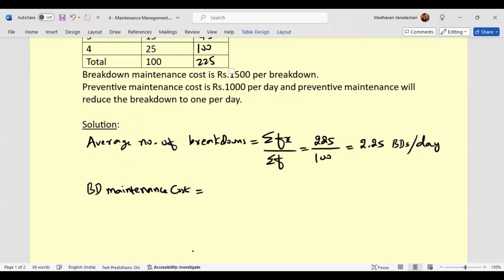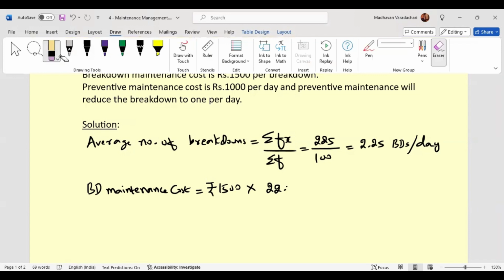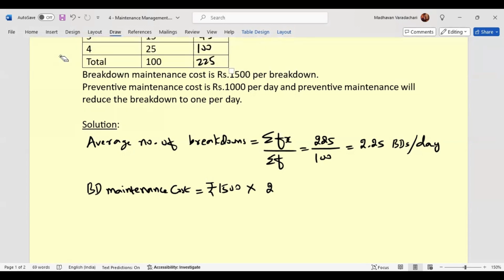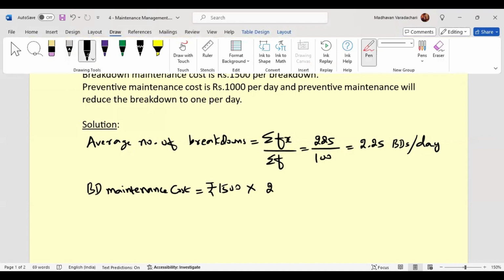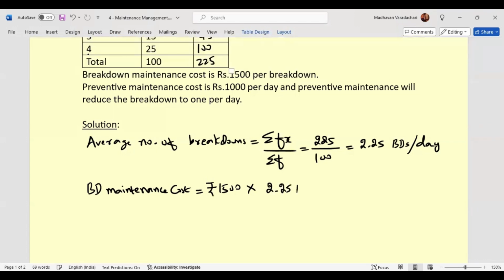It is given 1,500 rupees per breakdown. So rupees 1,500 multiplied by 2.25 breakdowns per day. That will give us the total cost of breakdown as 3375.